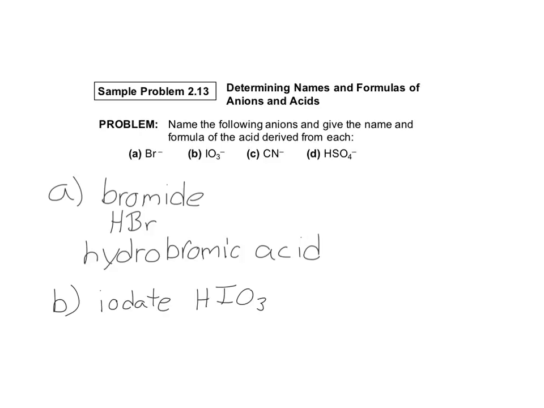So we've got to name this thing. The rules say that if it has an "ate" ending, it gets an "ic" in the acid. This one has the "ate" ending, this is iodate, so it gets an "ic" ending, so I'm going to say iodic. And then it gets the word acid added to it. So this is iodic acid.